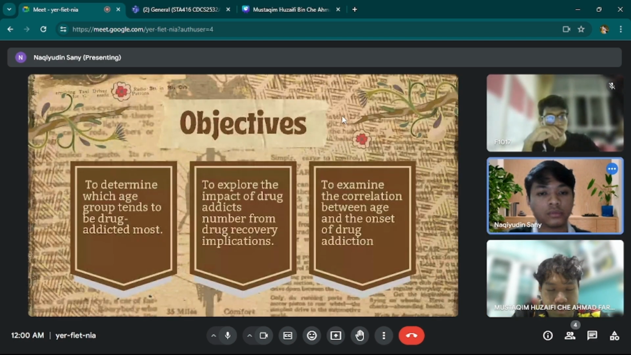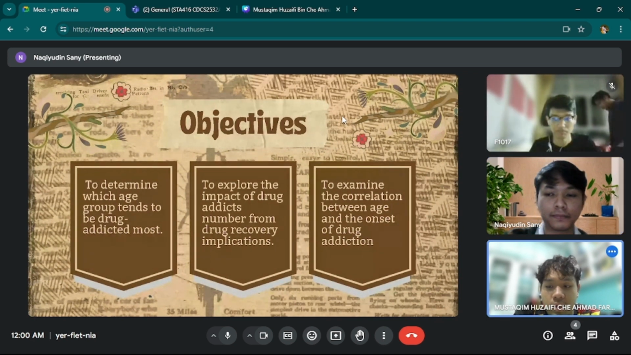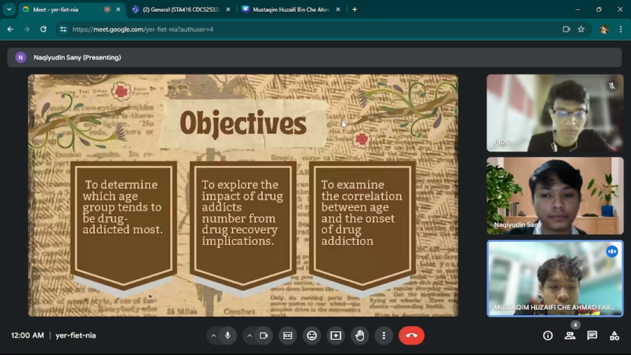Our objective is to determine which age group tends to be drug addicted the most. Secondly, to explore the impact of the number of drug addicts on drug recovery implications. And lastly, to examine the correlation between age and the onset of drug addiction.